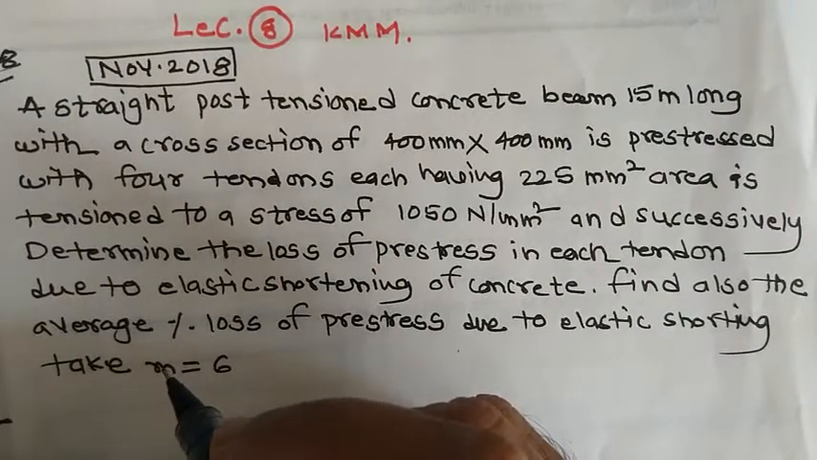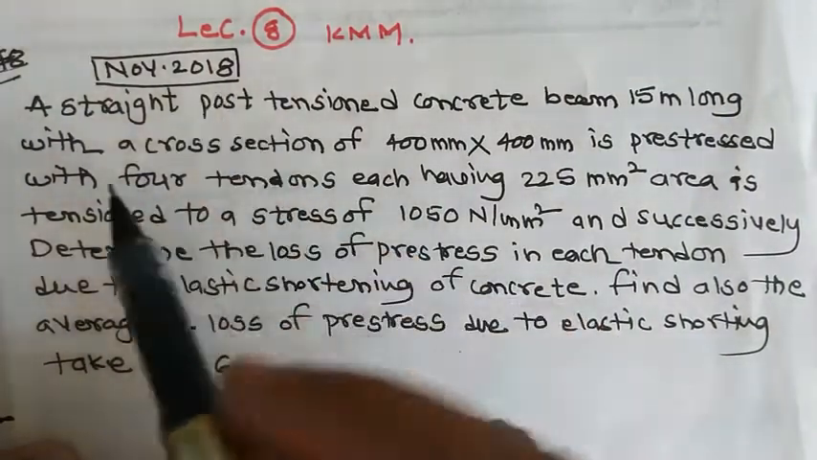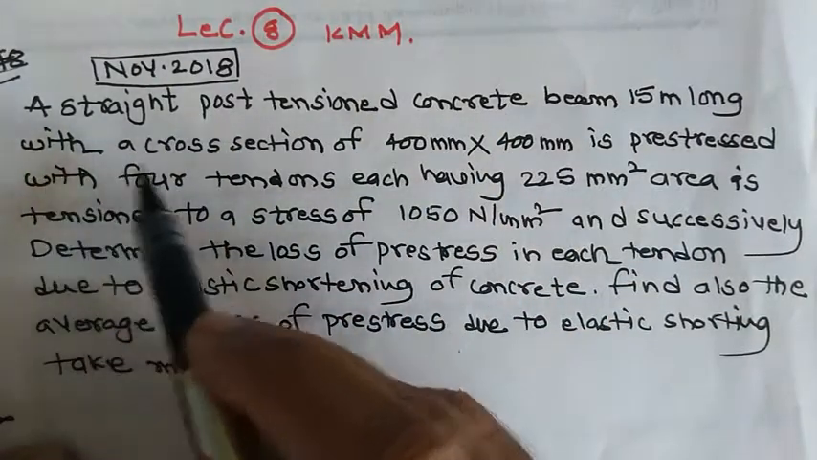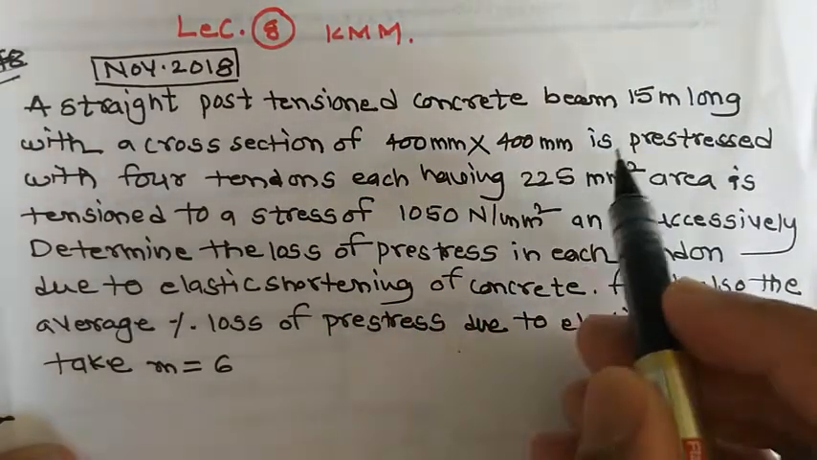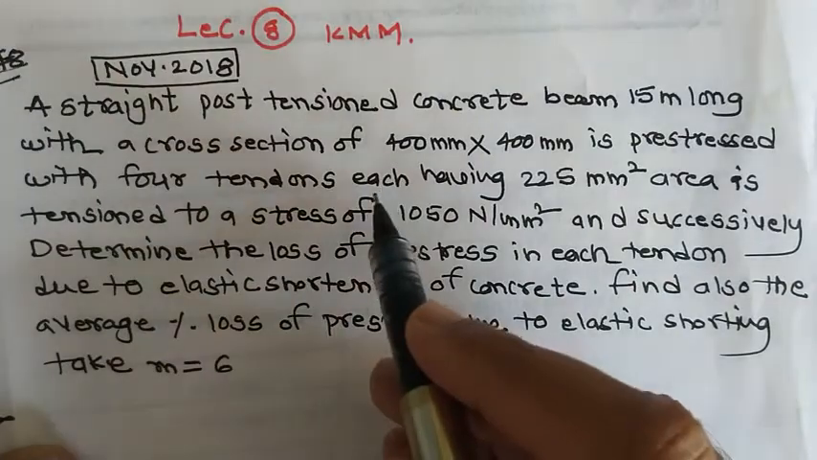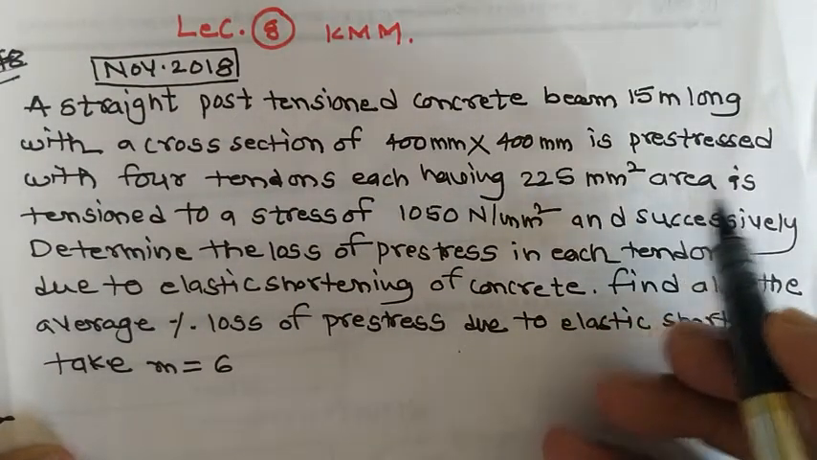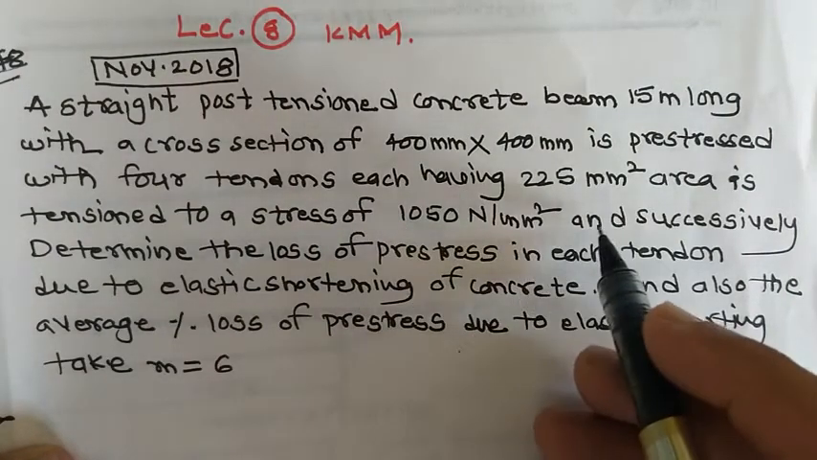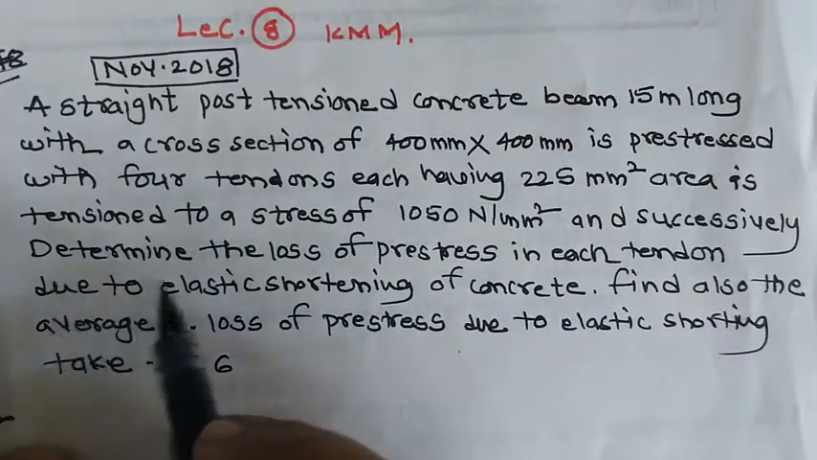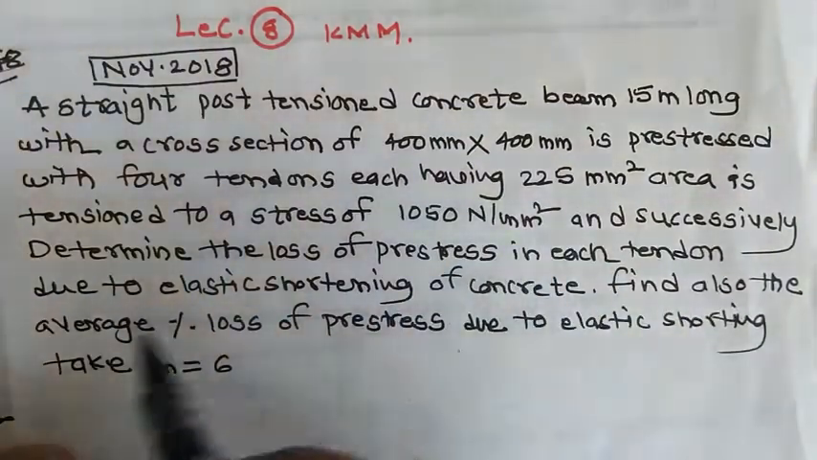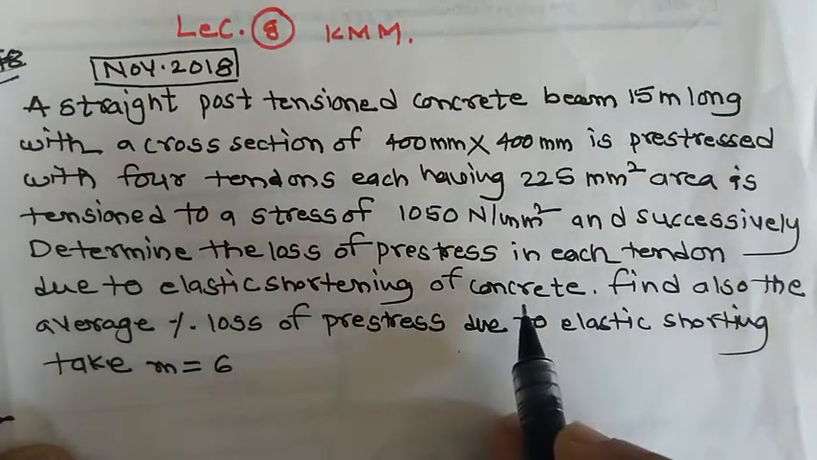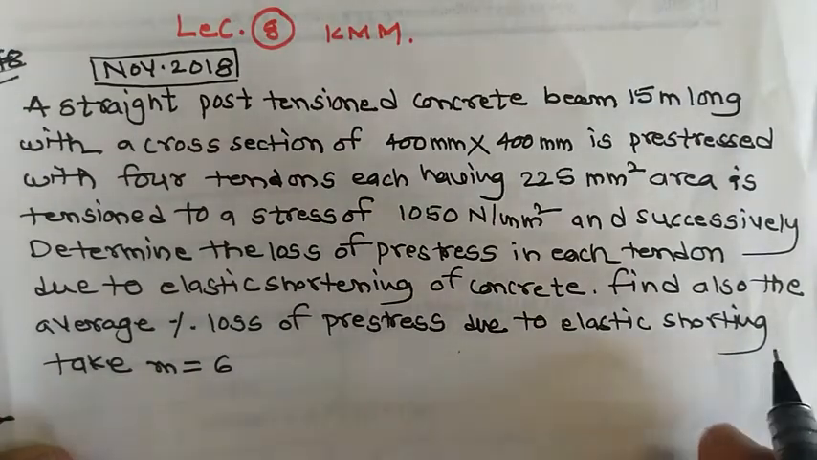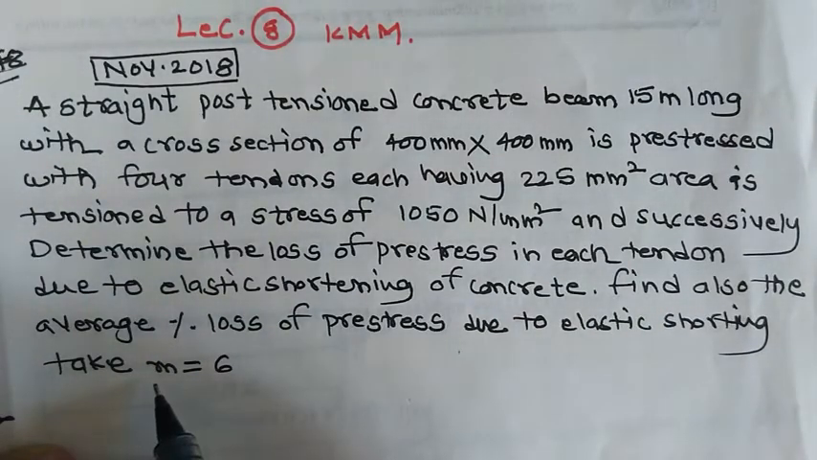Let us solve this interesting question from November 2018. A straight post-tensioned concrete beam 15 meters long with a cross section of 400 mm by 400 mm is prestressed with 4 tendons, each having a 225 mm square area. It is tensioned to a stress of 1050 Newton per mm square in succession. Determine the loss of stress in each tendon due to the elastic shortening of concrete. Find also the average percentage loss of stress due to elastic shortening. Take the modular ratio m equal to 6.